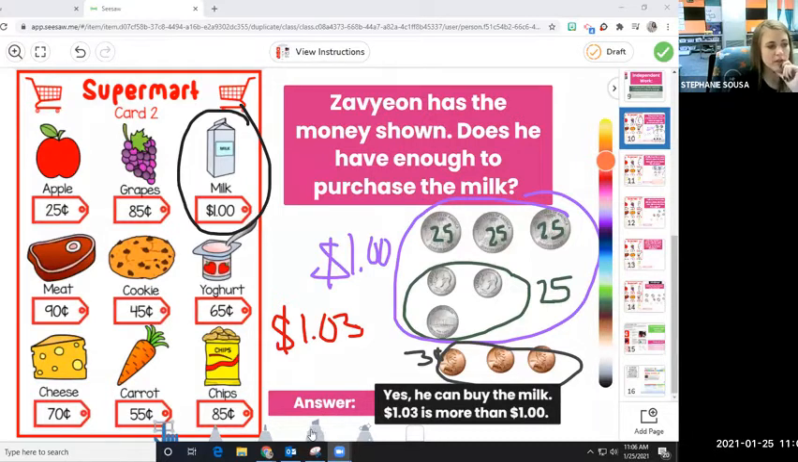You were in breakout rooms to solve slides 10 and 11. On slide 10, you should have discovered that Xavion has $1.03. So yes, he can buy the milk because the milk costs $1 and he has more than $1. Questions on that one?